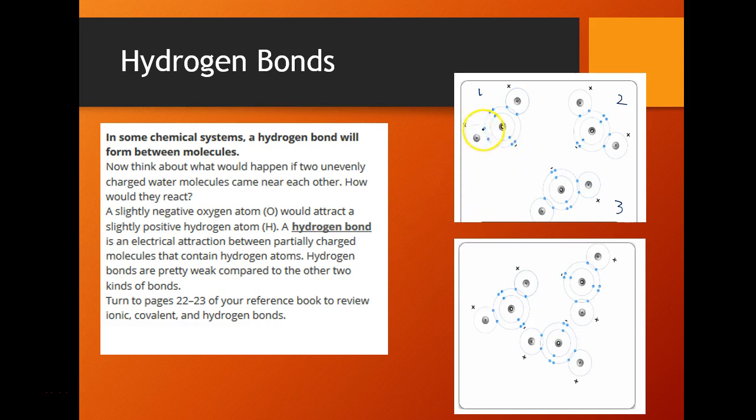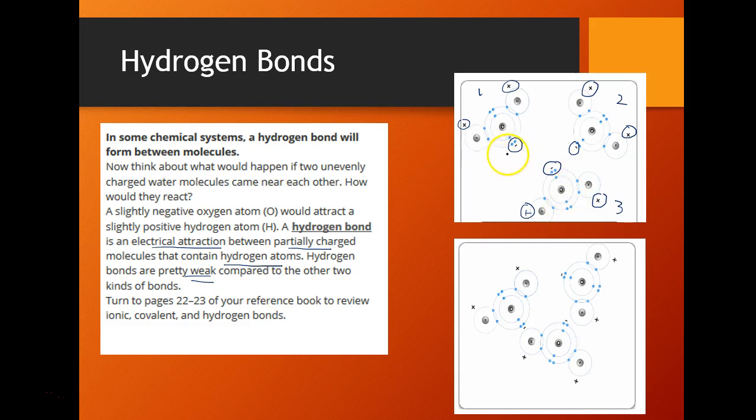Remember we said that the hydrogen atoms here were slightly positive and the oxygen atom is slightly negative, and we see that denoted in each of the water molecules. So a slightly negative oxygen atom would attract a slightly positive hydrogen atom when water molecules are interacting with one another. A hydrogen bond is an electrical attraction between partially charged molecules, just like water molecules, that contain hydrogen atoms. Hydrogen bonds, again, are pretty weak compared to ionic and covalent bonds.